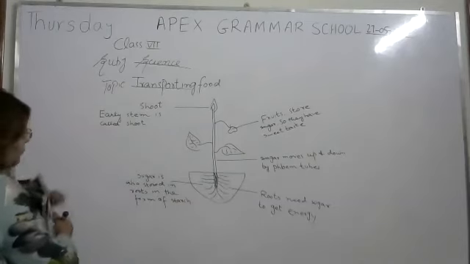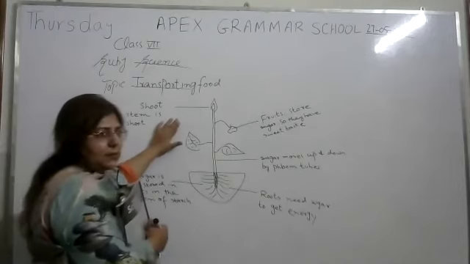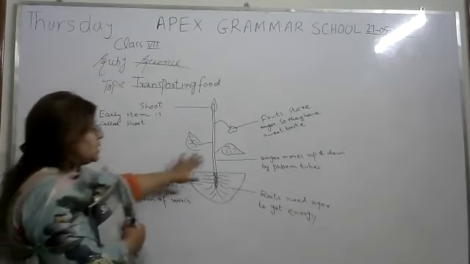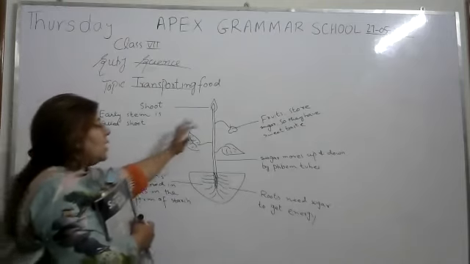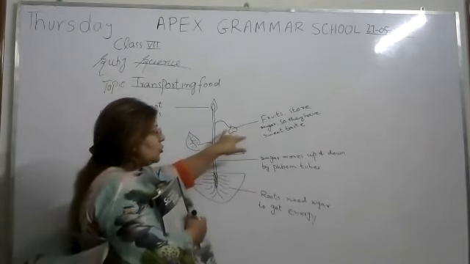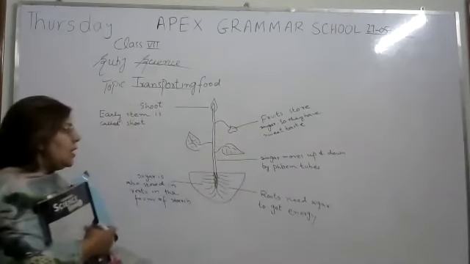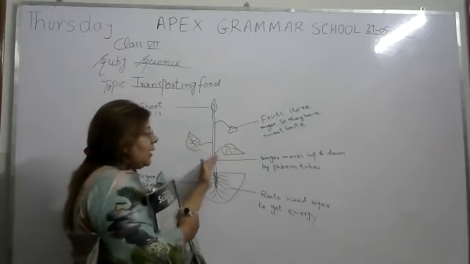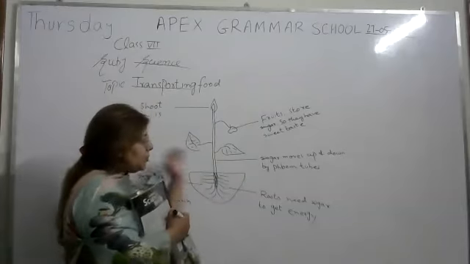So, transporting food is the topic we are discussing. First of all, the early stem is called a shoot. The shoot gets energy from the stem in which sugar solution moves up and down. Secondly, fruits also need sugar. They store sugar in their body, that's why they have a sweet taste. Next, this is a stem. This stem also has sugar which moves up and down through flowing tubes.